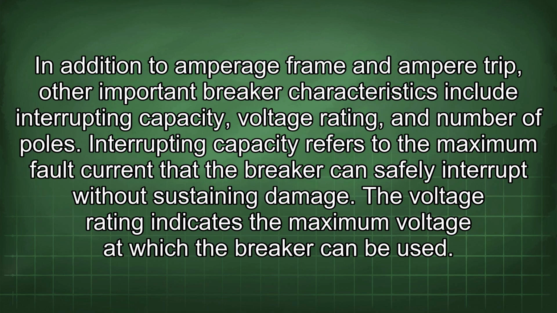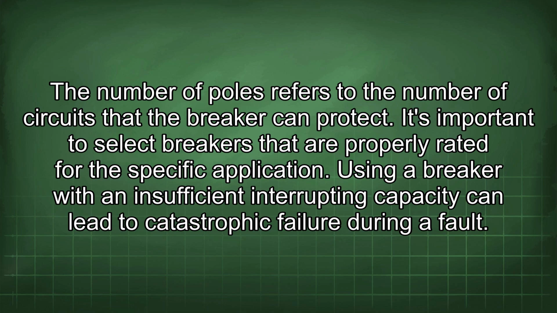In addition to amperage frame and Ampere Trip, other important breaker characteristics include interrupting capacity, voltage rating, and number of poles. Interrupting capacity refers to the maximum fault current that the breaker can safely interrupt without sustaining damage. The voltage rating indicates the maximum voltage at which the breaker can be used. The number of poles refers to the number of circuits that the breaker can protect.